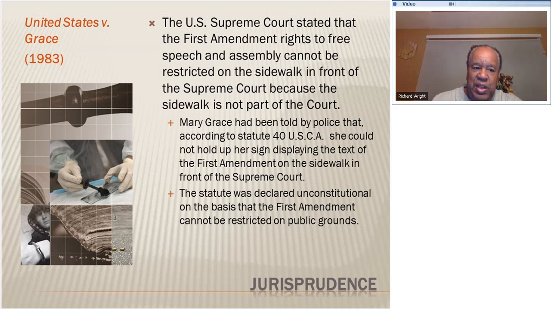The United States Supreme Court in 1983 stated that First Amendment rights to free speech and assembly cannot be restricted on the sidewalk in front of the Supreme Court, because the sidewalk is not a part of the court. This person had been told by police that, according to 40 U.S.C.A., Chapter 40 of the United States Code, she could not hold up her sign displaying the text of the First Amendment on the sidewalk in front of the Supreme Court. Well, this is an unconstitutional statute, because all she was doing was holding up a sign. The statute was declared unconstitutional on the basis that the First Amendment cannot be restricted on public grounds. There was no danger or anything. The person was merely expressing their First Amendment right. So we're not going to go that far.